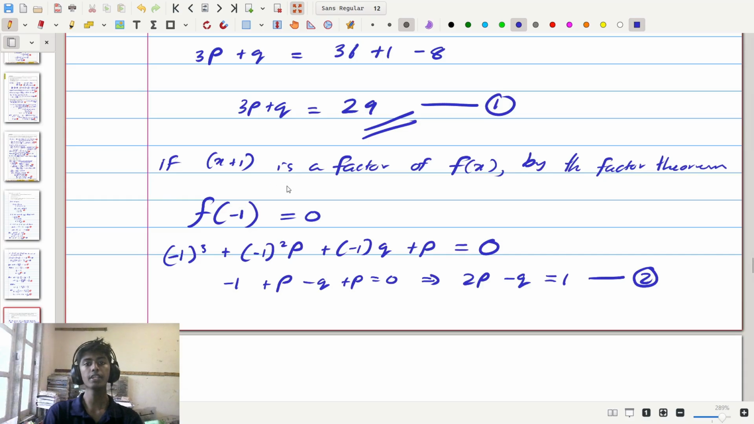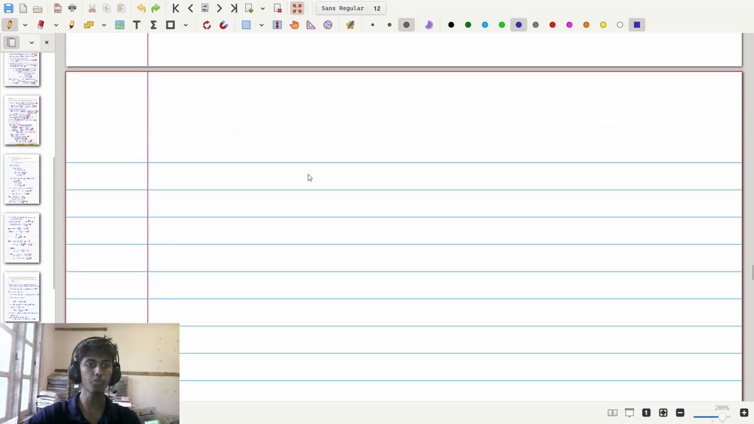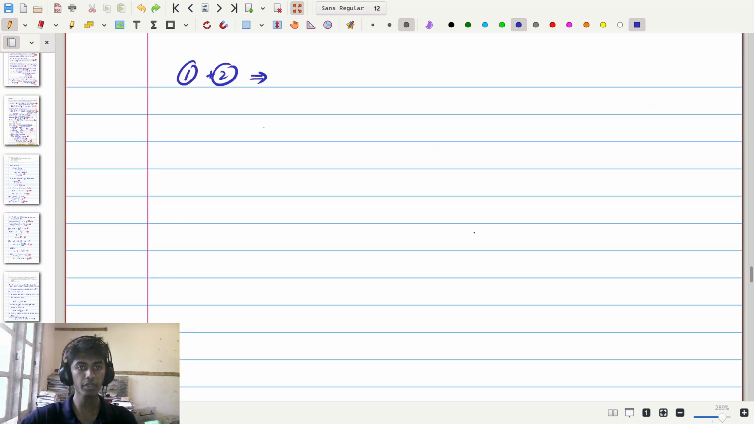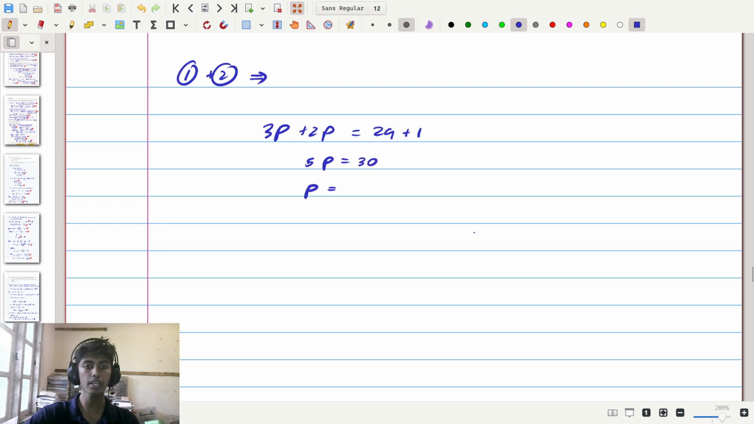Now if we just add them together, the minus q and plus q cancel, leaving us with only p. So we get 3p on this side and 2p on this side, which adds up to 5p, and on the other side we have 29 and 1. So we get 3p plus 2p equal to 29 plus 1, and we get 5p equal to 30, and therefore p is equal to 6.